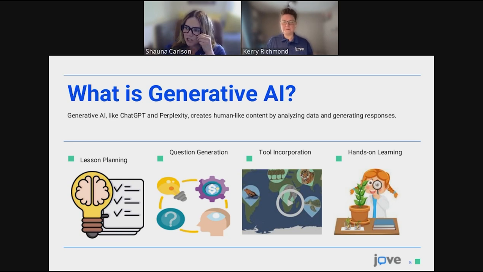It can also help you suggest ways to incorporate supplemental tools like interactive videos, and help design hands-on experiments or lab activities as well. It's just a great way to enhance engagement and deepen student understanding as well.